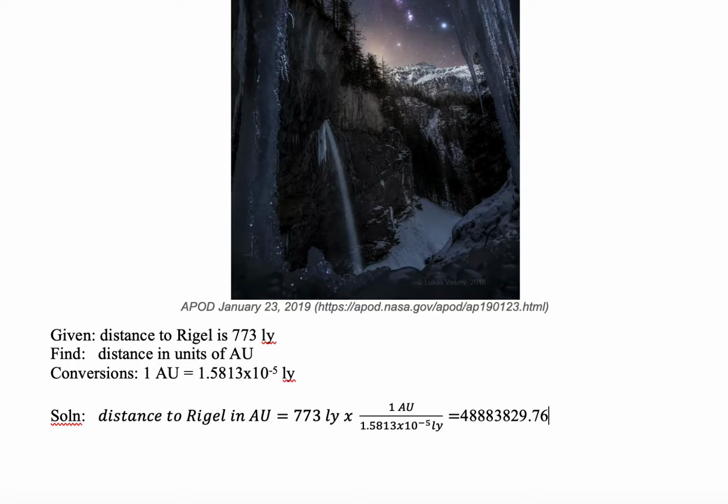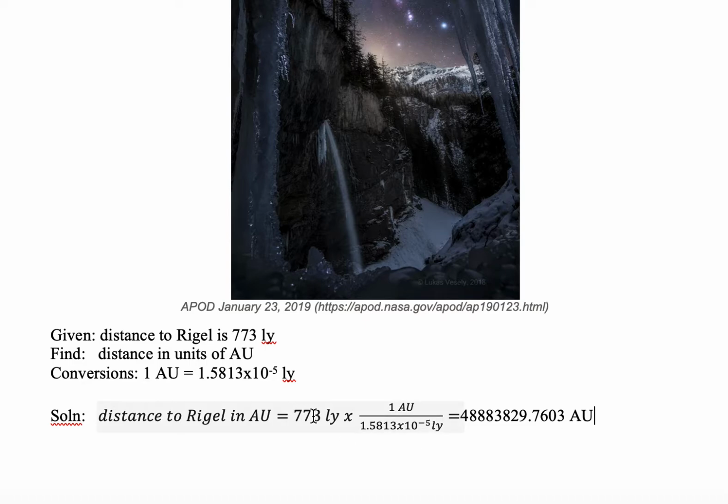4883829.7603, and our units are going to be AU. So we had crossed out our light years. We're only left with an AU in the numerator. We took 773 multiplied by 1 divided by 1.5813 times 10 to the minus fifth, and we get this very long answer. Now we want to round it.